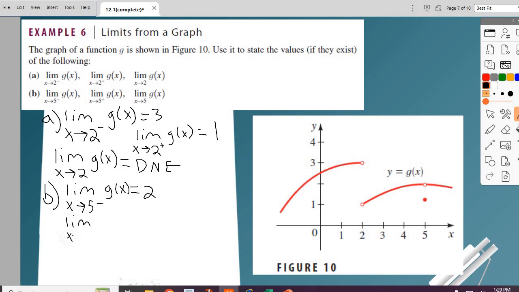What is our limit as x approaches 5 from the right? Also 2, which means that our overall limit is 2.